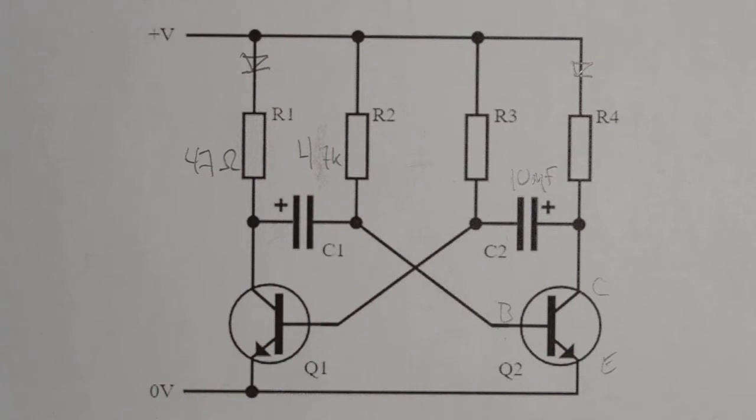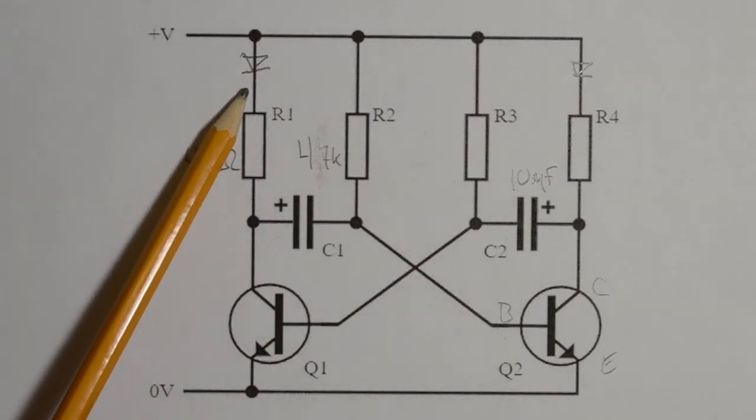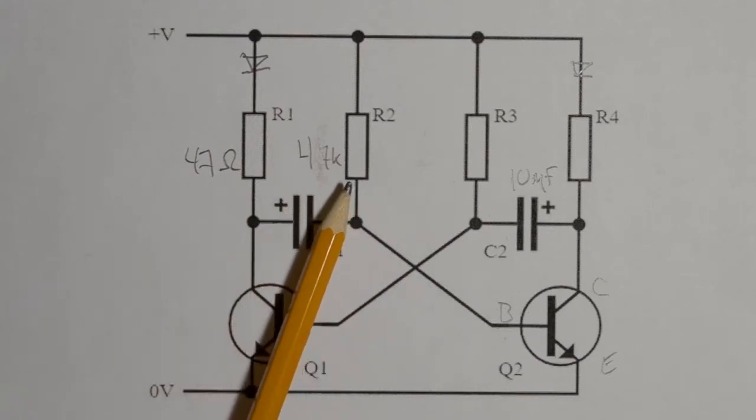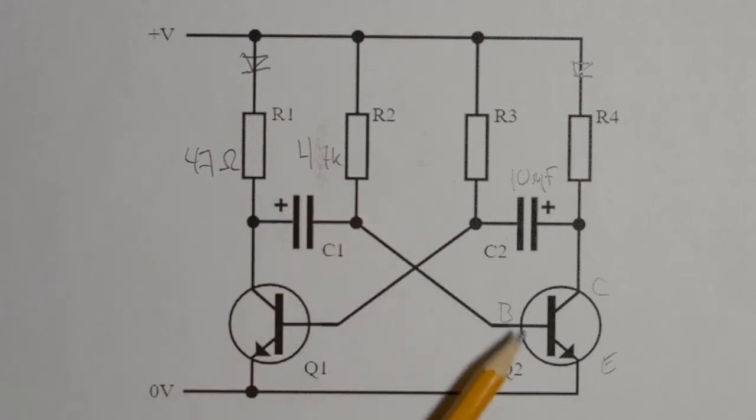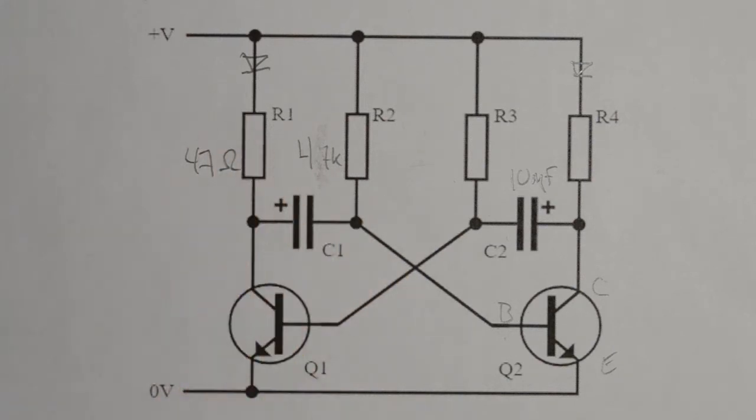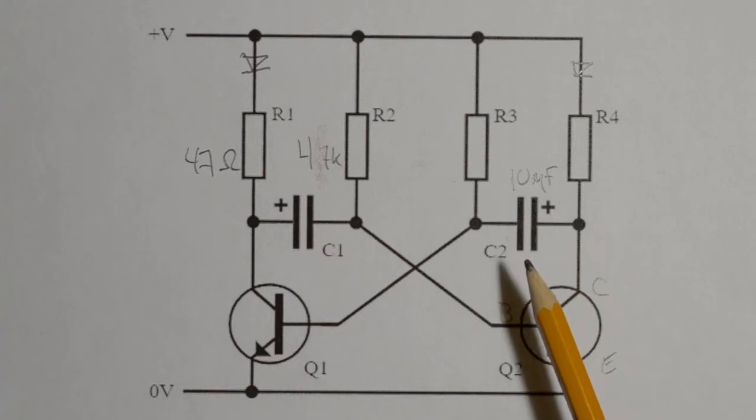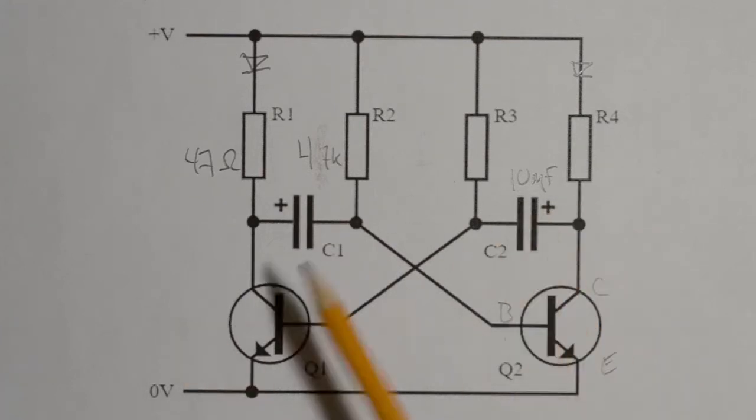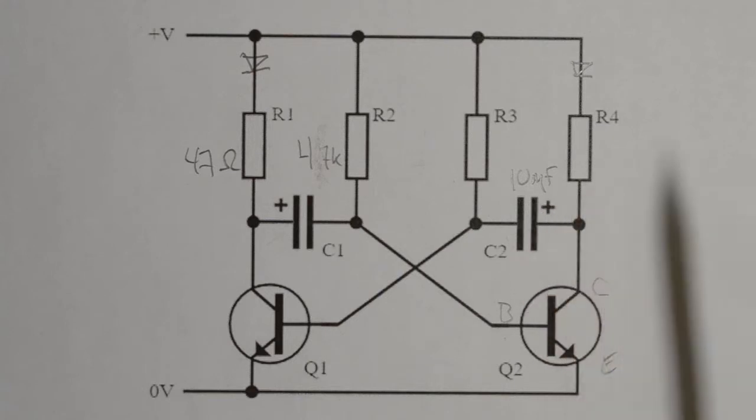So the first step here is going to be component selection. For my LEDs, I'm going to use white LEDs. For my resistors here, I'm going to use 47K on the base resistors and 47 ohms on the LED resistors. For the caps, I'm going to use electrolytic. I think you can use kind of any sort of cap as long as they're both the same value. I'm going to go 10 microfarads.